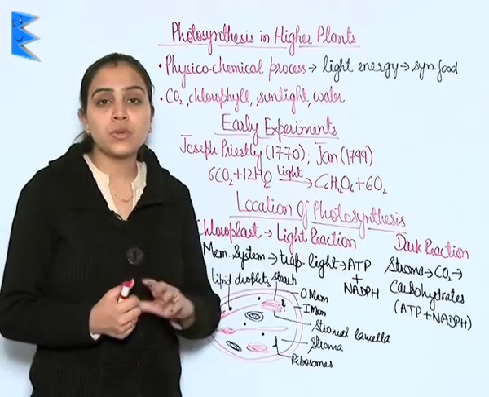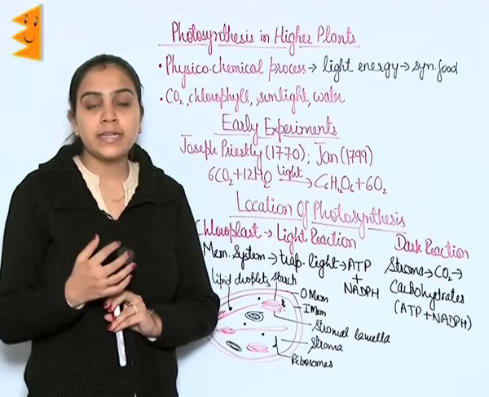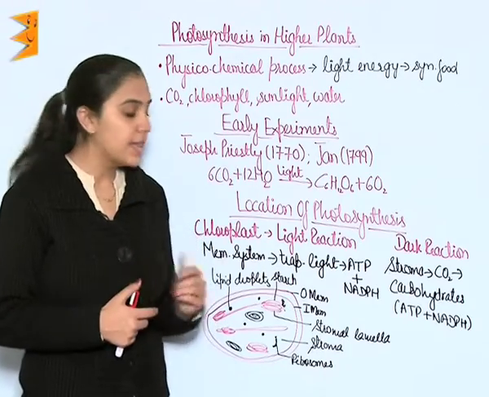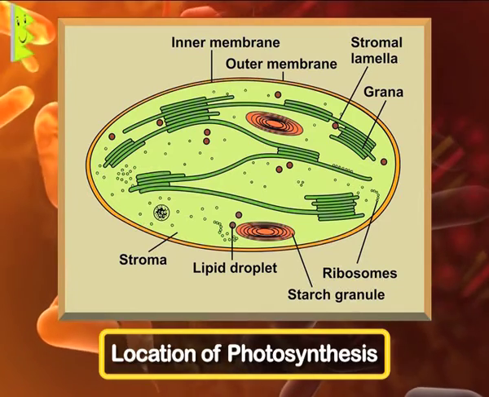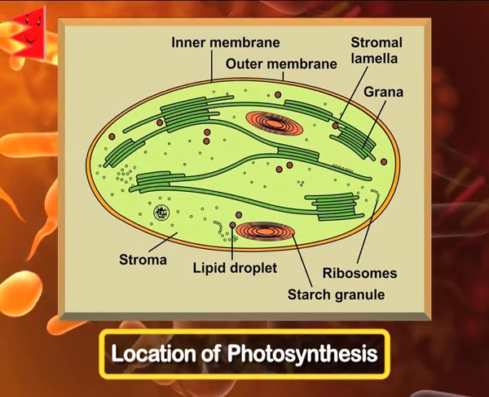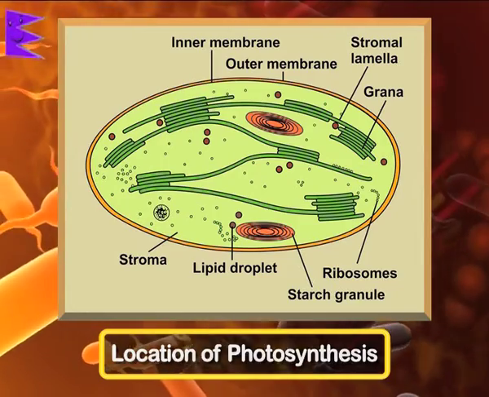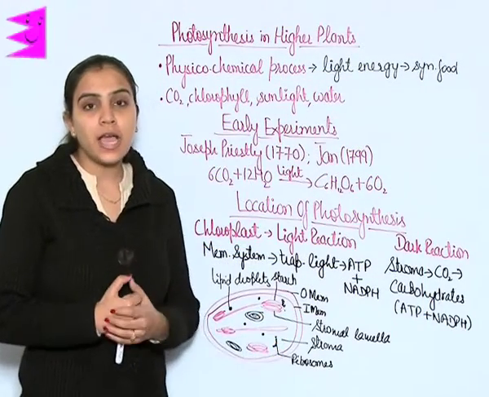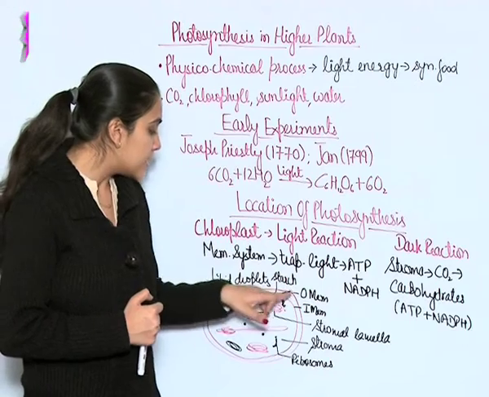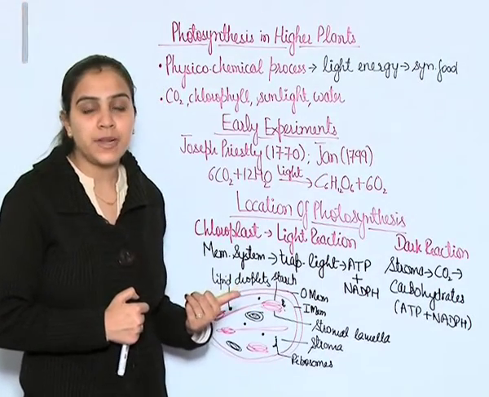Location of photosynthesis. Where does photosynthesis take place? It takes place in the chloroplast. Let us understand the diagram of the chloroplast. It consists of two membranes, the outer membrane and the inner membrane. Stromal lamella is present, stroma is present, ribosomes are present, starch granules are present, lipid droplets are present.